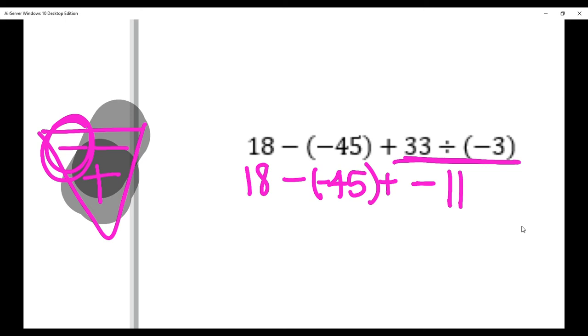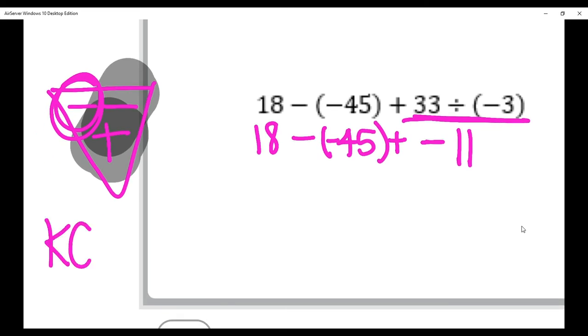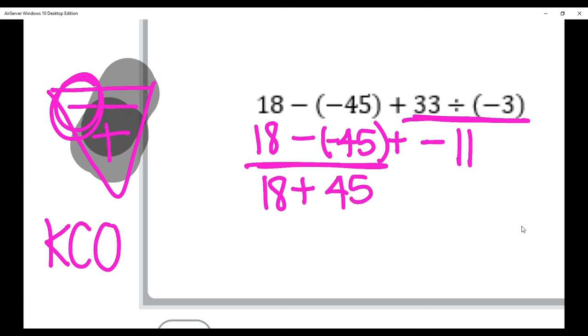Now I've got subtraction and addition. I'm going to follow order of operations. Okay, so I've got a minus sign. When I have subtraction, we have to do keep, change, opposite. Keep, change, opposite. So that's what I'm going to do next. I'm going to keep 18, change the minus to a plus, and opposite of -45 is +45. So I really have just 18 plus 45.